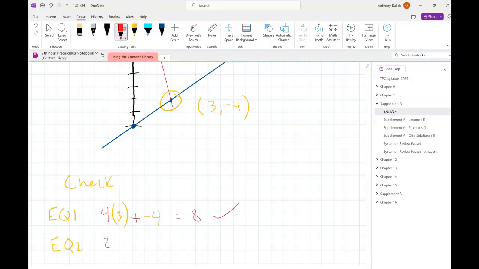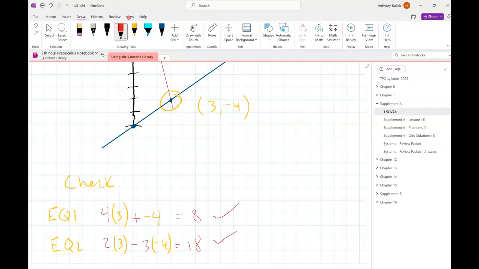So that's 2 times x minus 3 times y equals 18. So my x was still 3 and my y is still negative 4. 2 times 3 is? 6. Negative 3 times negative 4 is? 12. 6 plus 12 is? That checks out. Everybody good there? All right. So now we've seen how this method works.